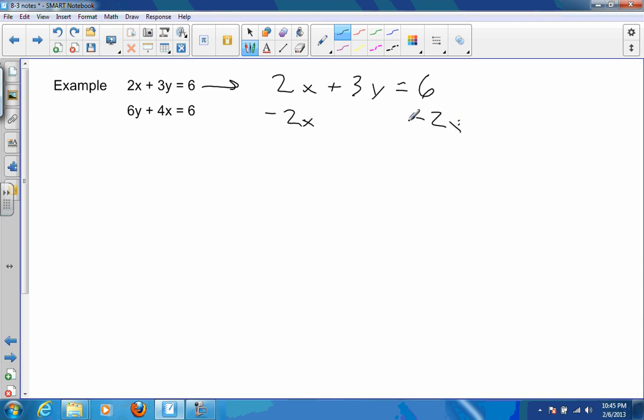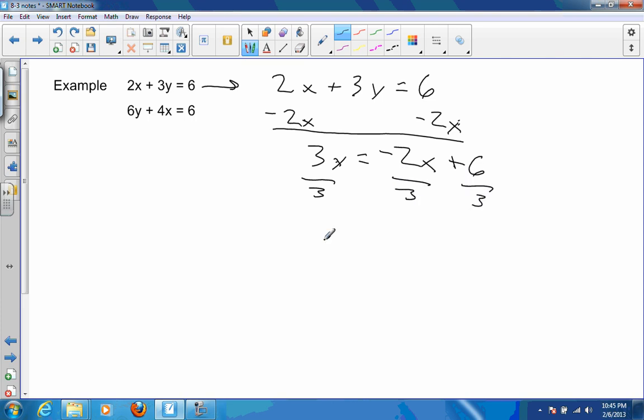So that gives me 3y is equal to negative 2x plus 6. And now I get to divide everything by 3. Divide by 3, divide by 3. And I get y is equal to negative 2/3 x plus 2. All right, step 1 is done.